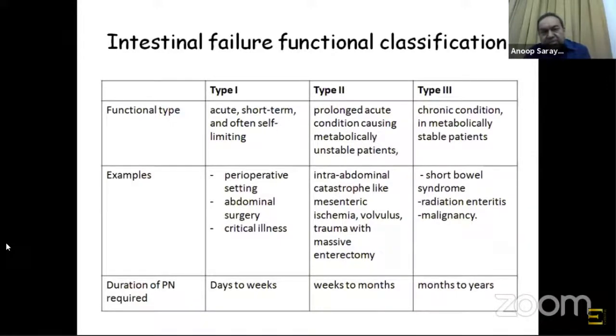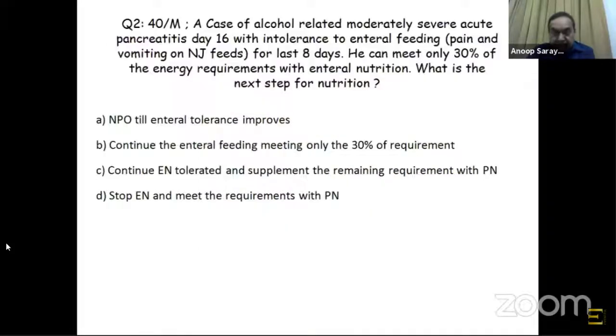In type 2, there is a prolonged acute condition causing metabolically unstable patients, like intra-abdominal catastrophe, like mesenteric ischemia, or vascular trauma with massive enterectomy. And here nutrition is required for weeks to months. And type 3, when there are chronic conditions, the patient is metabolically stable, like short bowel syndrome, radiation enteritis, or malignancy. Here, the duration of parenteral nutrition required is months to years.